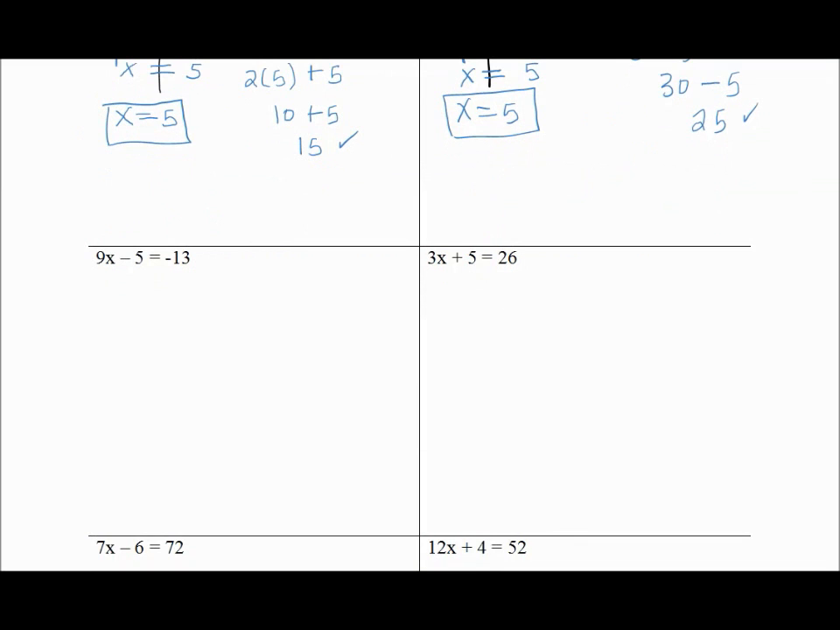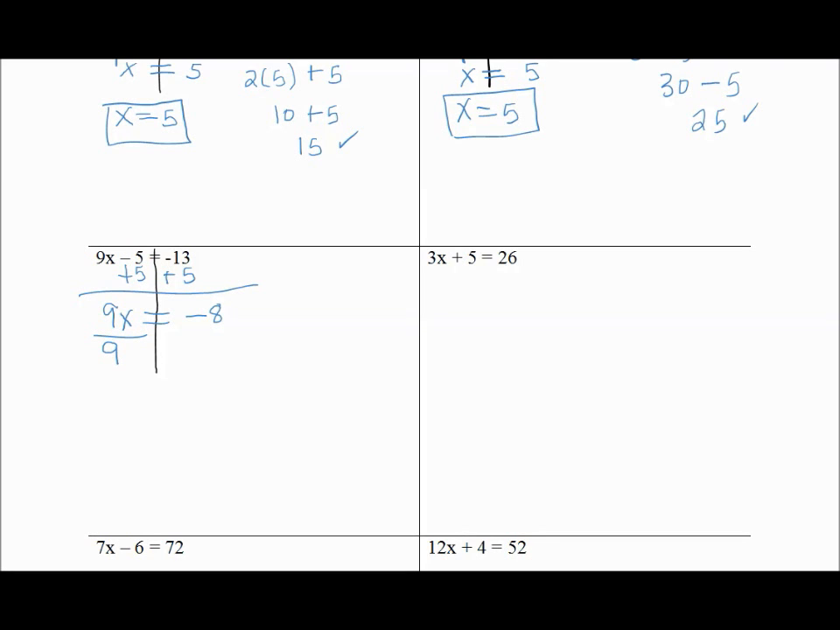Let me scroll down just a smidge, and we're going to try this next problem. It's 9x minus 5 equals negative 13. Starting off the exact same way, draw my line down to separate it into two parts, my left side and my right side. I have 9 times x minus 5. I need to get rid of the minus 5, so I do the inverse and plus 5. Bring down what I have left. So this gives me 9x equals negative 13 plus 5 is negative 8.